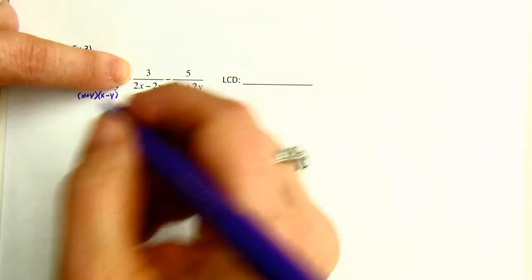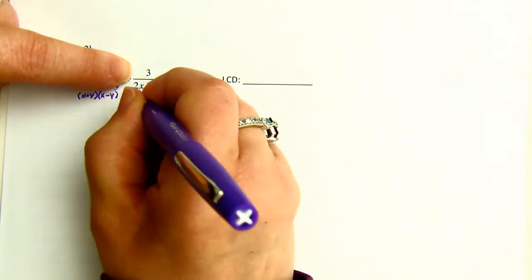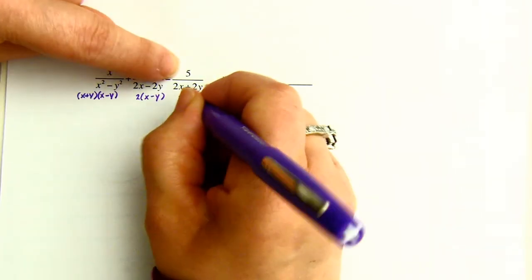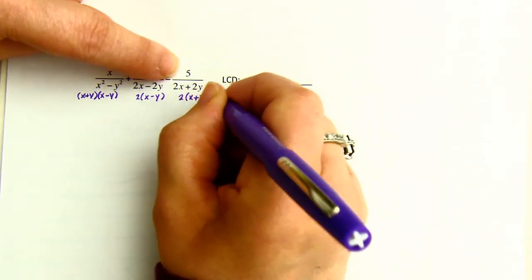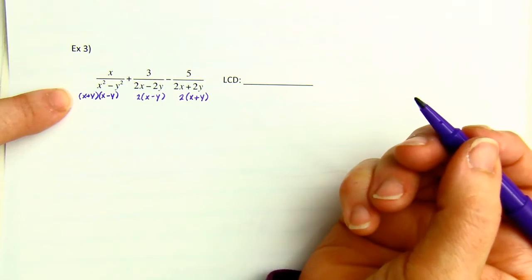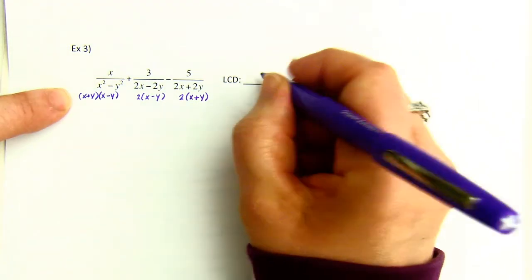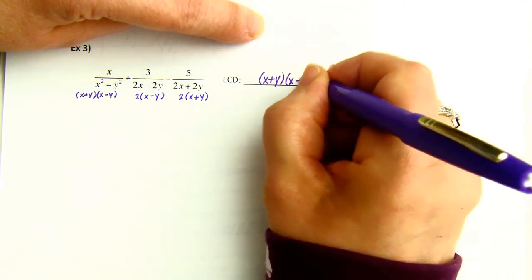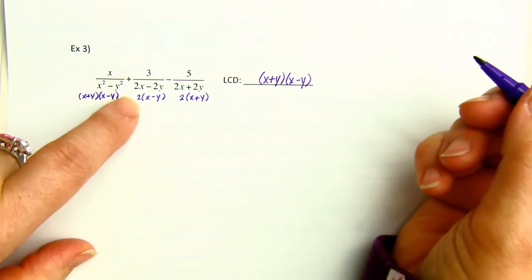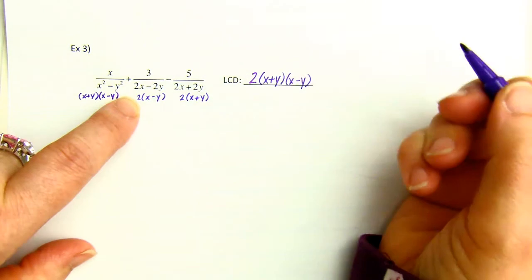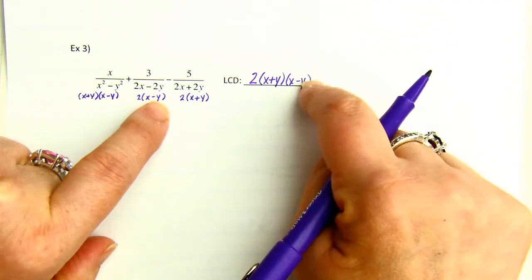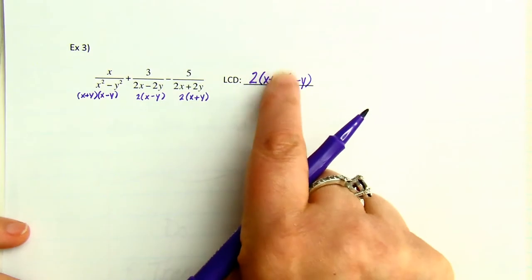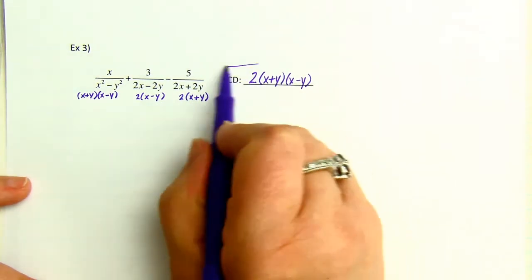2x minus 2y. Well, folks, there's a GCF here: 2 times the quantity x minus y. There's a GCF here: 2 times the quantity x plus y. Now, building my least common denominator, I need everything that's in the first denominator, which is x plus y times x minus y. I look at the next denominator. 2 is not in there yet. It's different, so I have to slip that in. X minus y is already in there. This 2 is already in there. This x plus y is already in there. This is my LCD, right here.